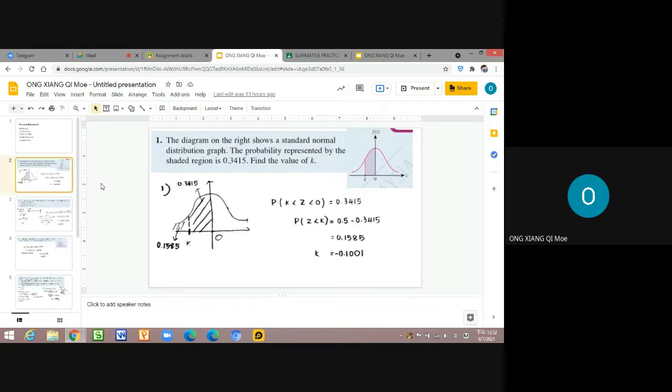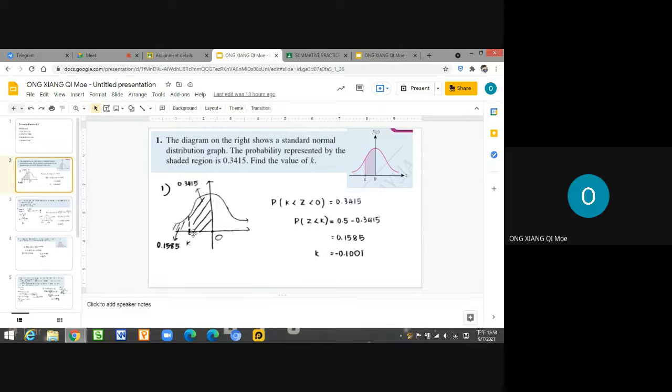First, we need to know that the total area under the graph is 1 unit. So half of the graph is 0.5. Then we can find that the probability of z smaller than k is 0.5 minus 0.3415, and the answer is 0.1585.